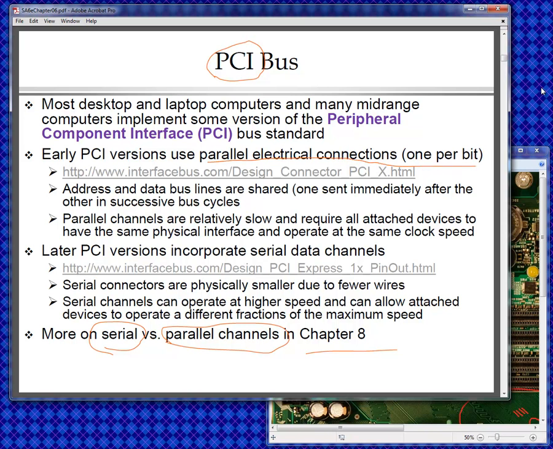So if, say, we have a bus that's going to allow 32 bits of data to be transferred at a time from, say, memory to the CPU or from an external device, we're going to have at least 32 electrical connections dedicated to carrying data, one per bit. And of course, if it's 64, then we've got 64 connections.